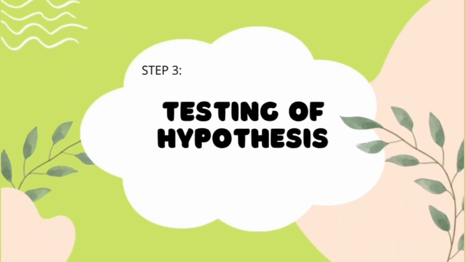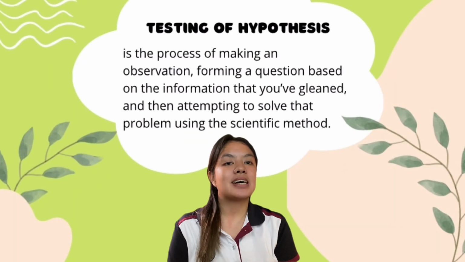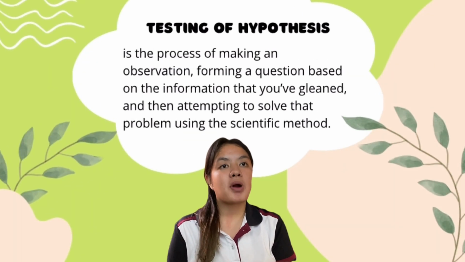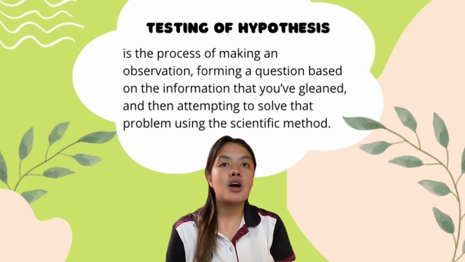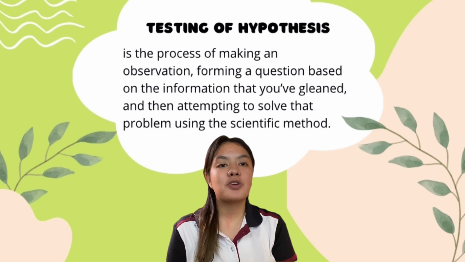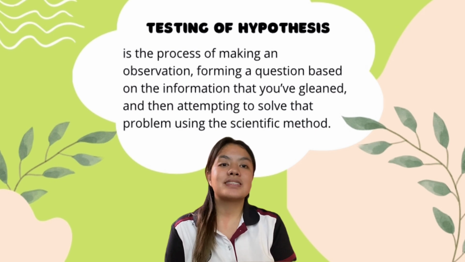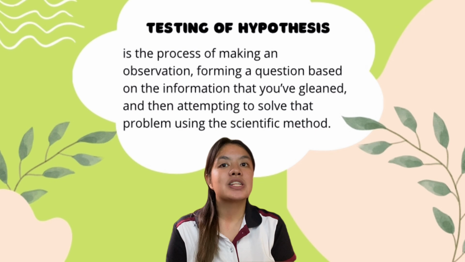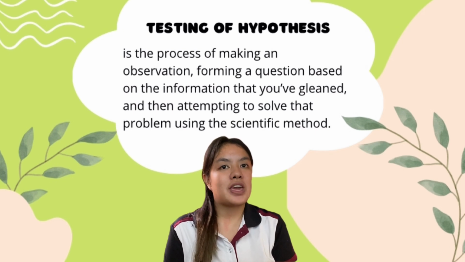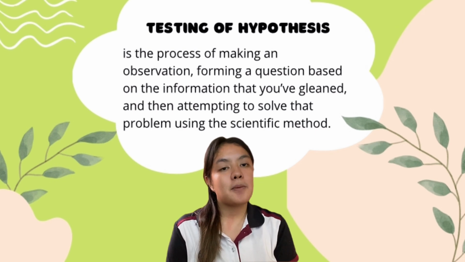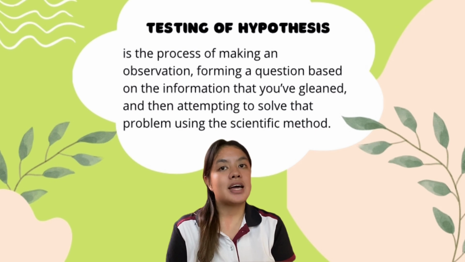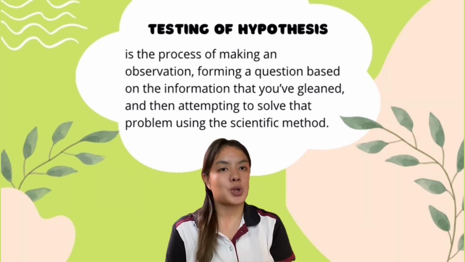Step 3. Testing of hypothesis. Just like you've learned in science class, hypothesis testing is the process of making an observation, forming a question based on the information that you've gleaned, and then attempting to solve that problem using the scientific method. That's the simplified version. The beauty of the scientific method is that it's gradual and deliberate, and each phase is recorded, and your hypothesis continually altered until you've come to a solid enough conclusion.